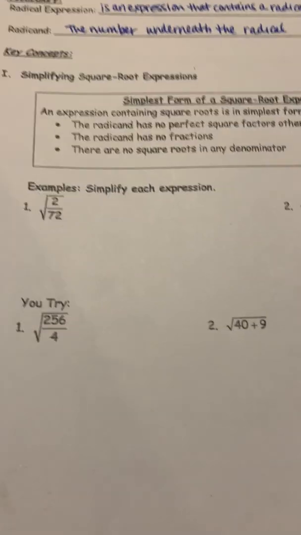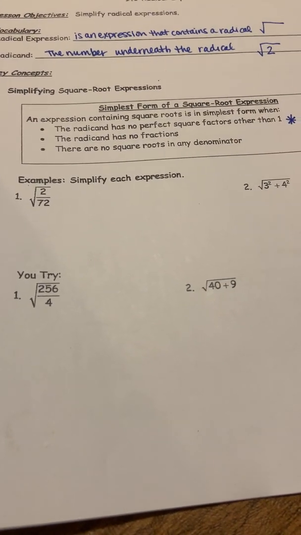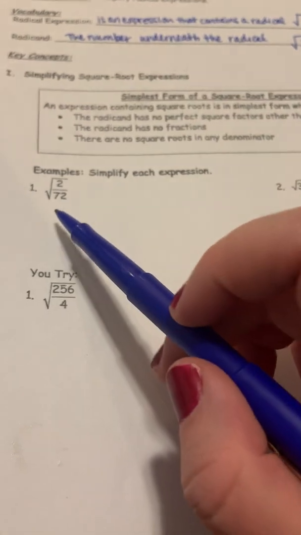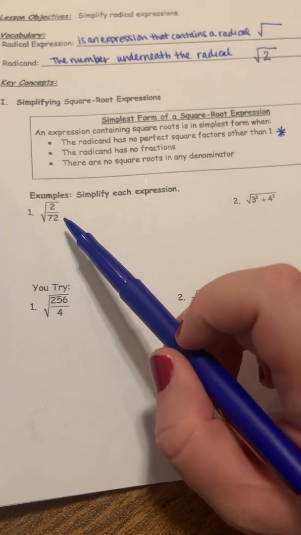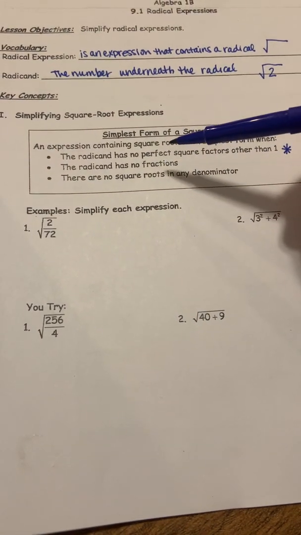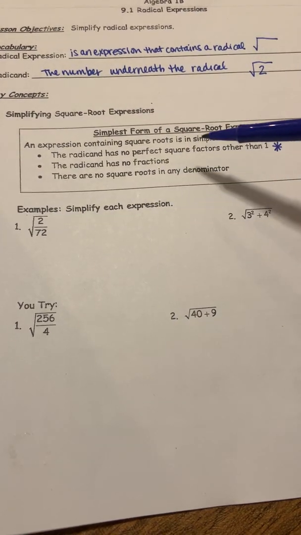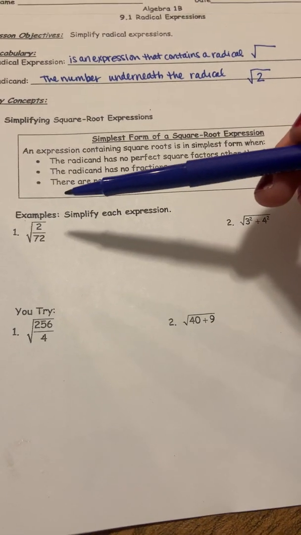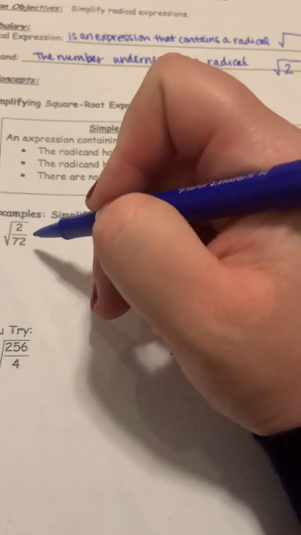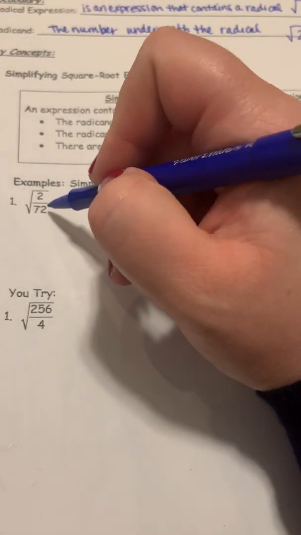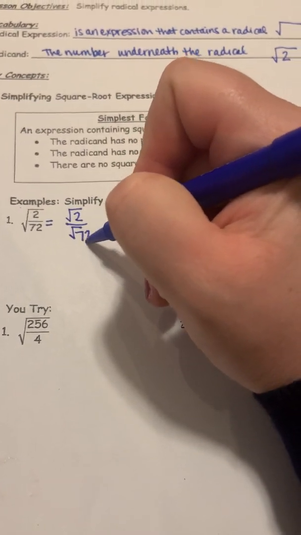All right, so now at this point, we're going to simplify the expressions that they gave us. Example 1, we have the square root of 2 divided by 72. So one of the major rules is that the radicand, so 2 over 72, has no perfect square factors other than 1. The other rule is that there can be no square roots in the denominator. So I'm going to show you how this actually becomes a square root in the denominator. You can break this up into square root of 2 over square root of 72.